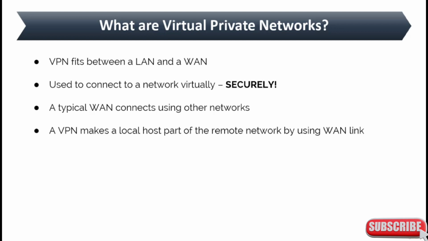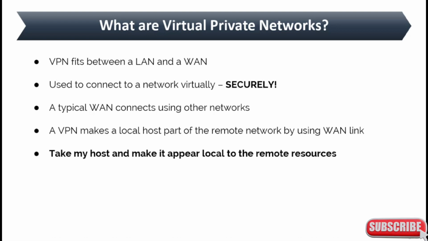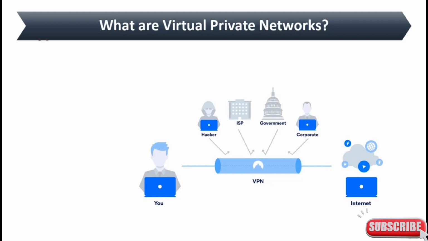This may sound a lot like a VLAN definition, that is a virtual LAN, that is, take my host and make it appear local to the remote resources. Just remember that for networks that are physically local, using virtual LANs is a good solution. But for networks that are physically remote, those that span a wide area network, VPNs are the best solution.